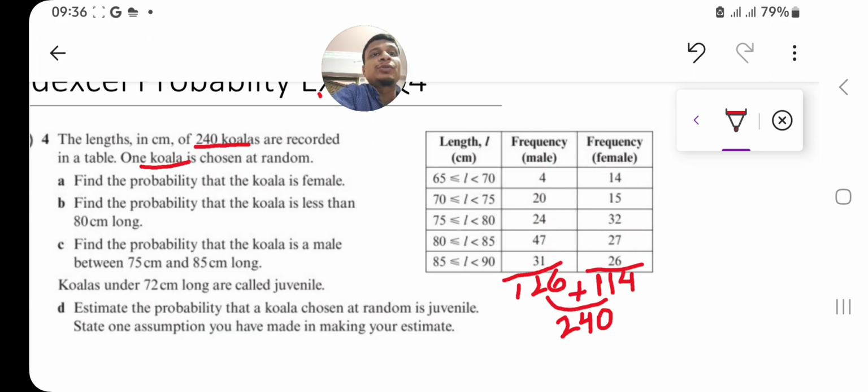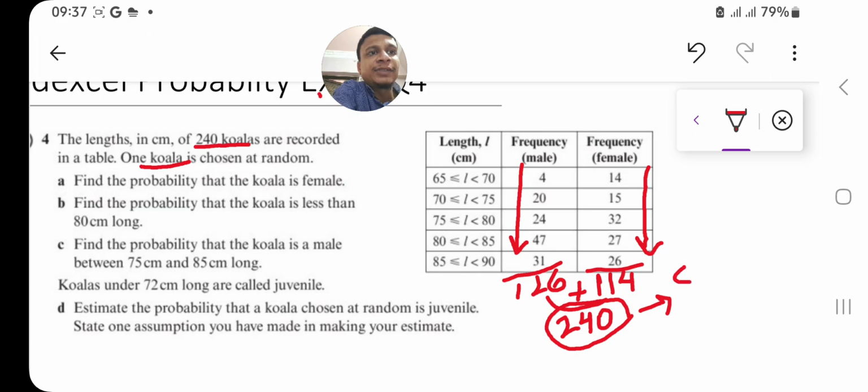Okay, first of all, we should know that in probability we have to find the sample space. Here the sample space will be given in terms of frequency. So if you calculate this male column, from 4 till 31, it becomes 126 total koalas for male, and if you total the female koalas, from 14 till 26, it becomes 114. When you add both of them, male and female, the total koalas becomes 240. So mind it that the total frequency is our sample space in this data.